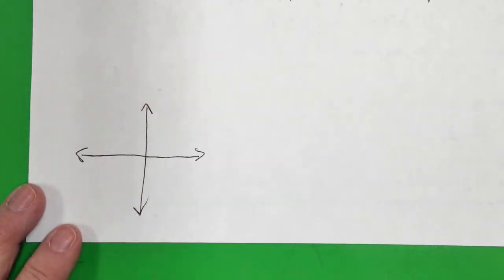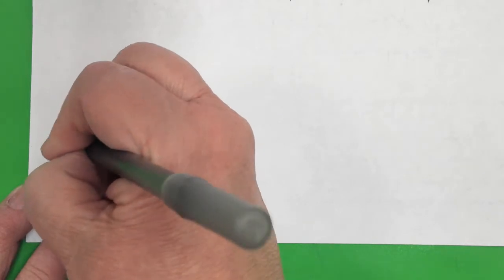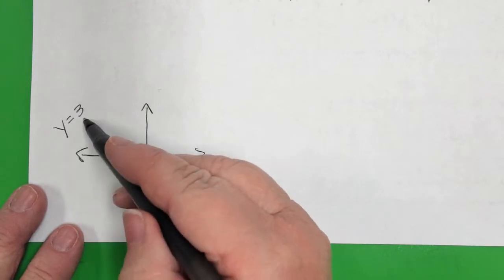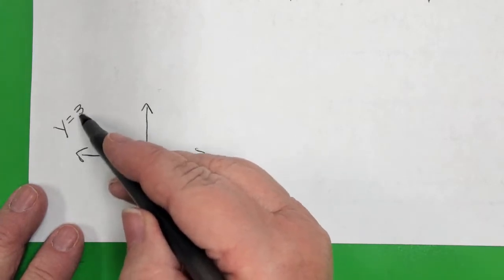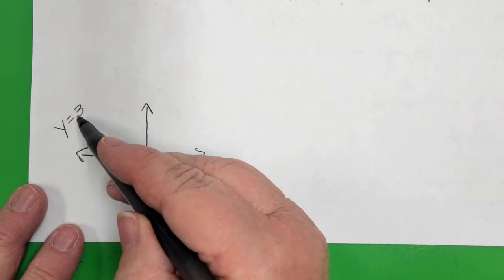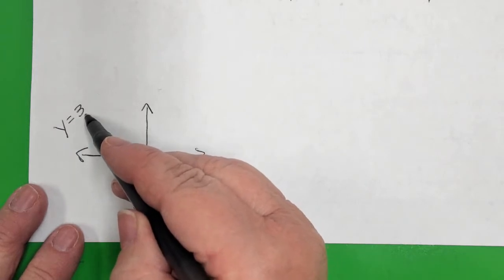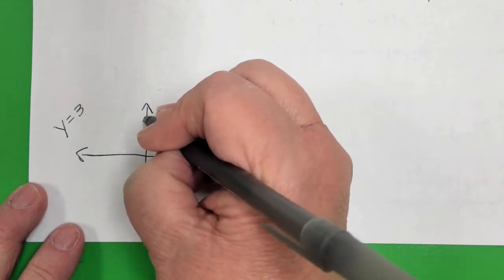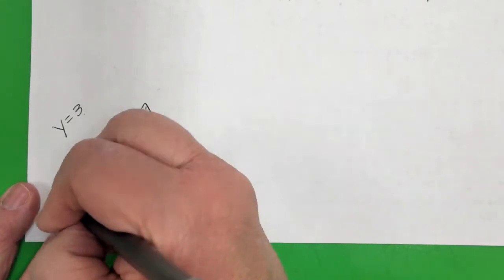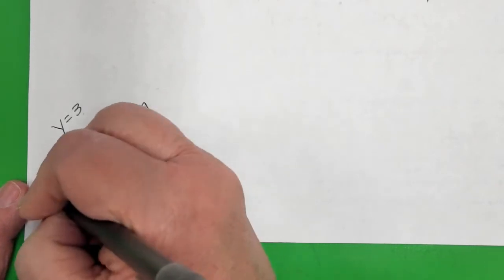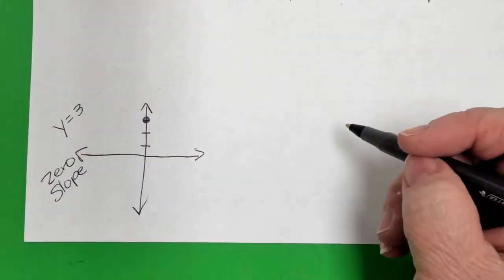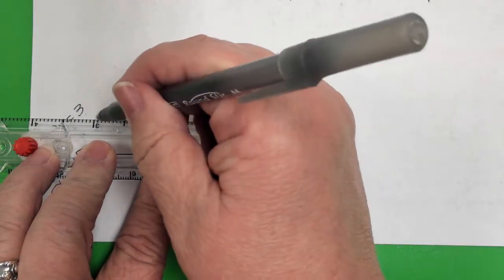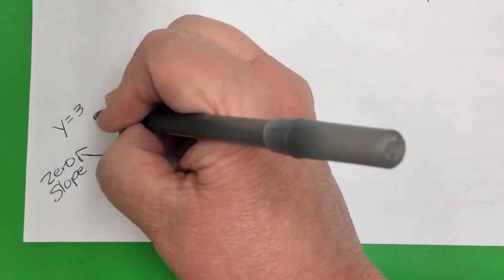Sketching a coordinate plane. If we have the equation y equals 3, now you don't see the variable x, and that's because the slope is 0. The constant that's by itself is our y-intercept. So if we go to the y-axis and plot that point, and remember this is going to have a 0 slope, and 0 slope is a horizontal line, and there it is.